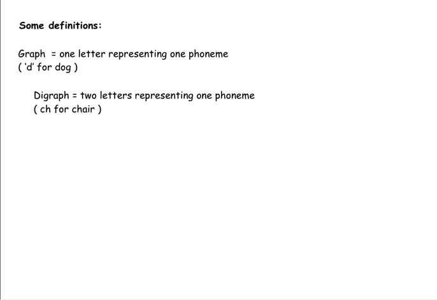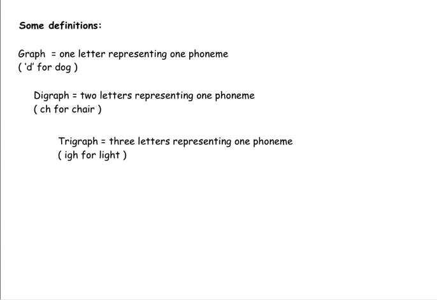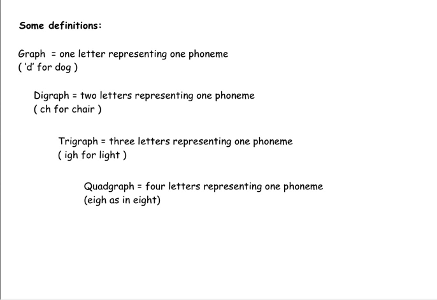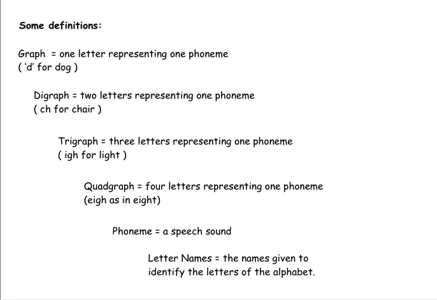Digraph stands for two letters, ch for chair. Trigraph represents three letters, for example, igh as in light. Quadgraph, four letters, eigh as in eight. Phoneme just means a speech sound. And letter names are the names that we give to identify the letters of the alphabet.